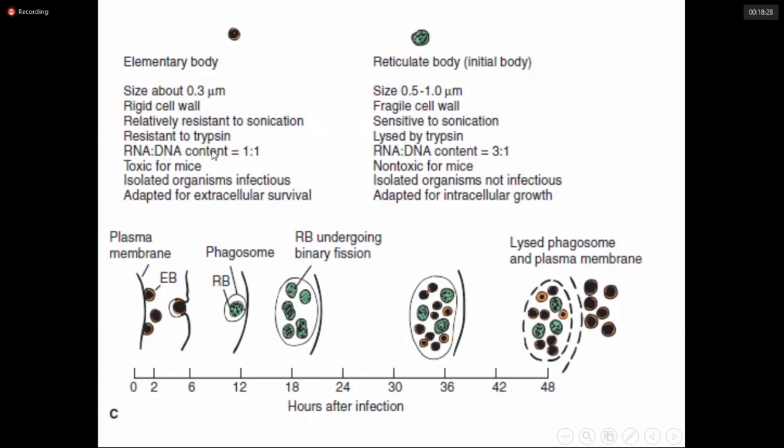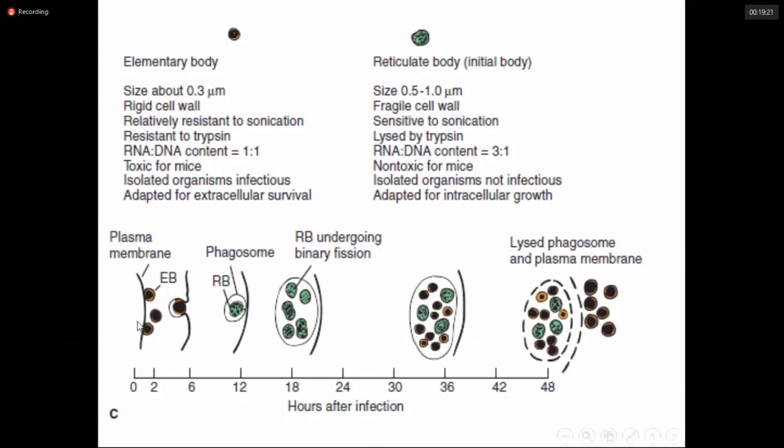RNA to DNA ratio is 1:1 for the elementary body and 3:1 for the reticulate body. Elementary bodies are toxic to mice, reticulate bodies are non-toxic to mice. Isolated elementary bodies are infectious, while isolated reticulate organisms are not infectious. They are just going to replicate, multiply and exocytose. Until they are expelled outside and turn again into elementary bodies, they are not infectious. The elementary body is adapted to the extracellular environment, while the reticulate body is adapted to intracellular growth.